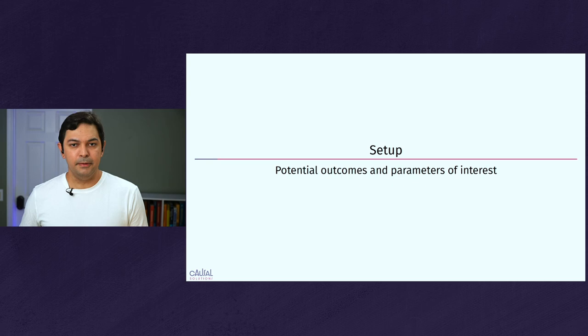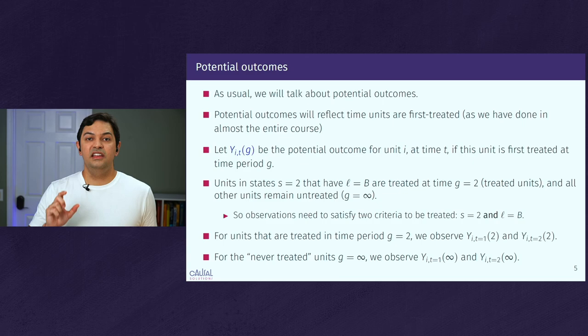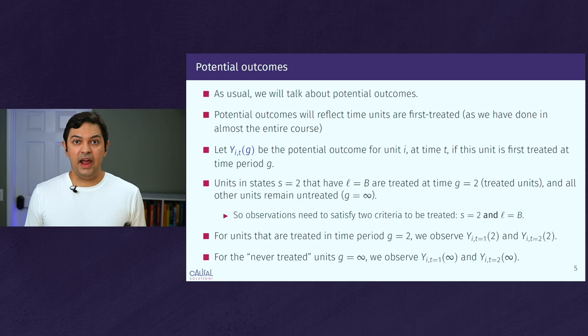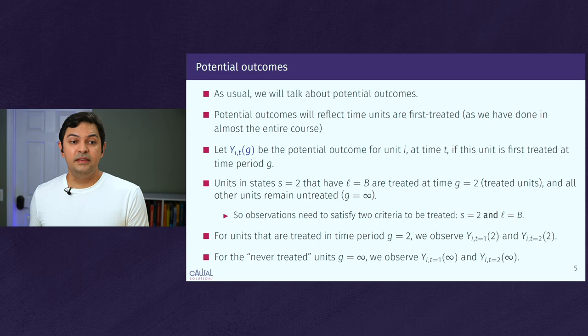Here, we're going to adopt a very similar notation as we have done throughout the entire course. We're going to talk about potential outcomes, and potential outcomes are also going to be indexed by the time a policy is enacted. So the potential outcomes here are going to be indexed by little g. And remember, little g here is the date in which a unit is first treated. So we're going to denote Y subscript it, in parentheses g. This is going to denote the potential outcome for unit i, individual i, in time period t, if this unit is first treated in time period g. That's the potential outcome we have discussed in the entire course.